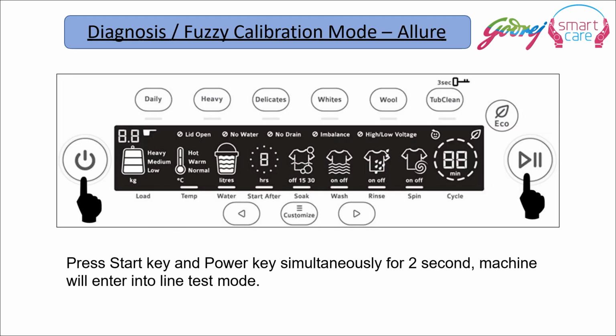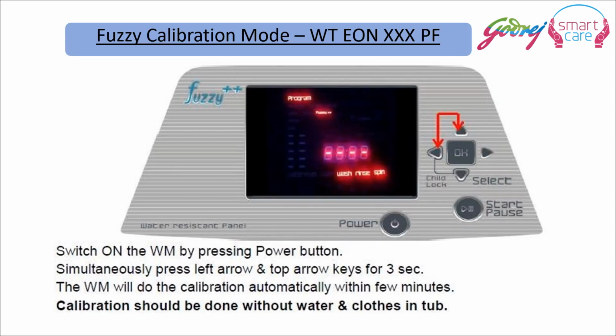In case of the Allure washing machine, we have to press the start key and power key simultaneously for 2 seconds. Then the machine will enter into the line testing mode. In case of the fuzzy logic washing machine, this WTE on PF model, first of all we have to switch on the washing machine by pressing the power on button. Simultaneously, we have to press the left arrow and top arrow keys for 3 seconds. The washing machine will do the calibration automatically within a few minutes. Calibration should be done without water and clothes in the tub.